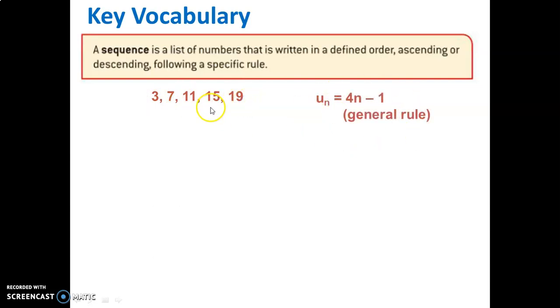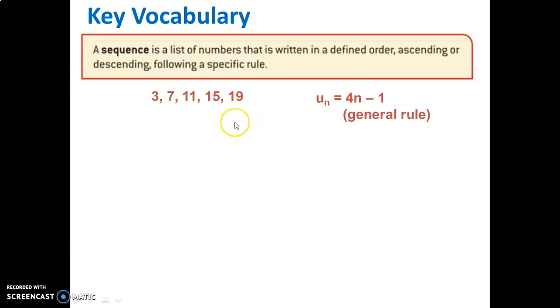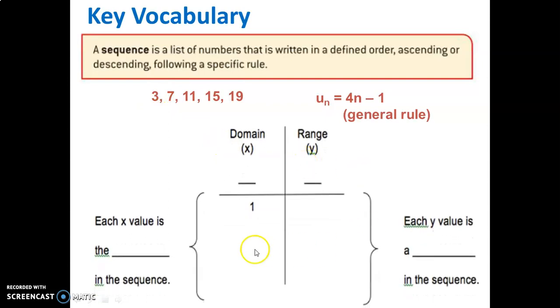In this case, the rule for this sequence is this. U sub n equals 4n minus 1. We can call this specific rule a general rule. Notice we're using U sub n. In the world of sequences, that's commonly used as your dependent variable. Okay, just to give you an idea of some more things here. So this is term number 1, term number 2, term number 3, or this is called position 1, position 2, position 3. So at position 4, for example, we have the term 15, or at position number 1, we have the term 3. So let's take a look at those words in this context.